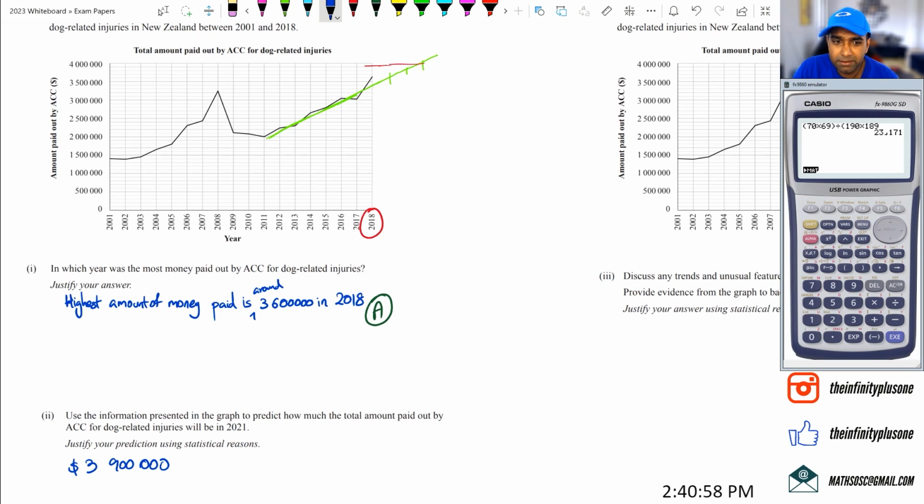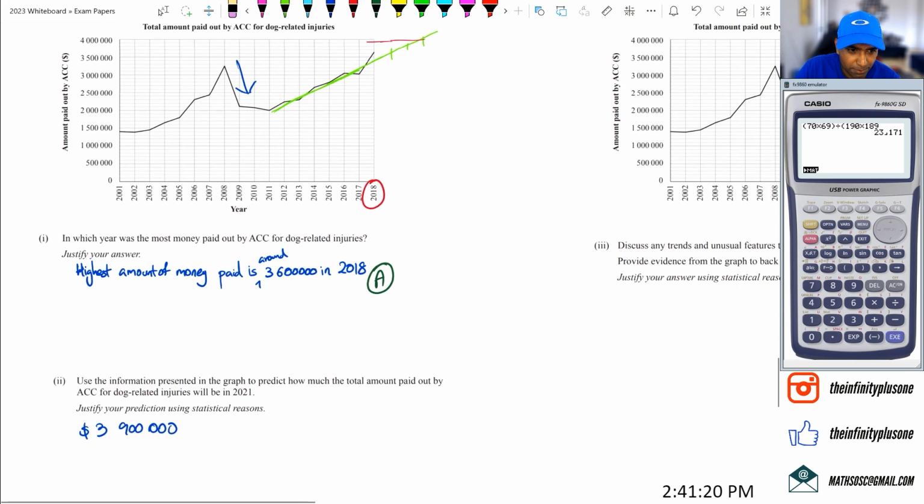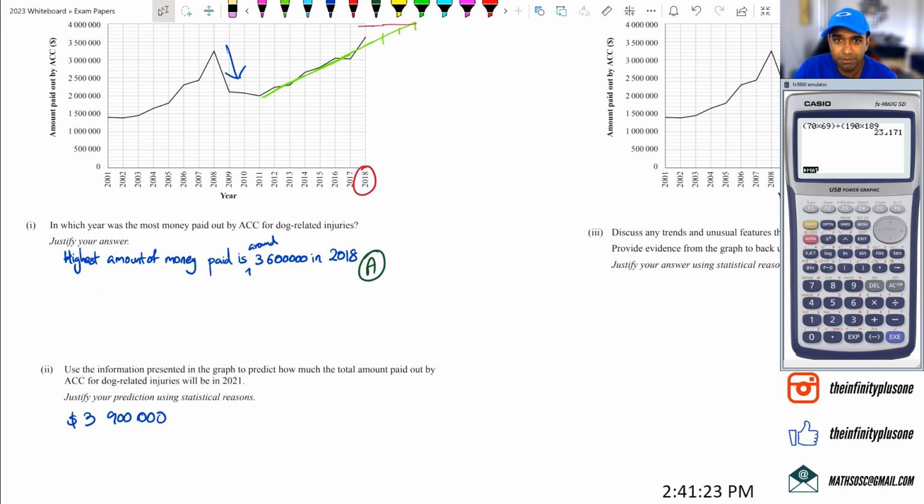But I'm not very confident with this prediction, and the reason is this little drop here. What if something like that happens again, especially if you look at 2008 to 2009, there was a massive drop. And looking at this picture, could there be a drop in 2019? That makes it very difficult for me to actually predict how much was paid out.